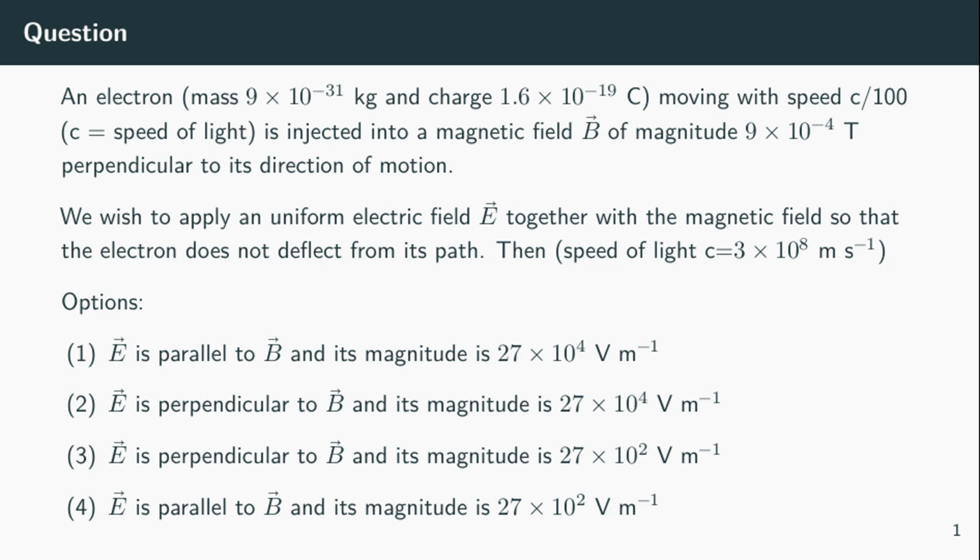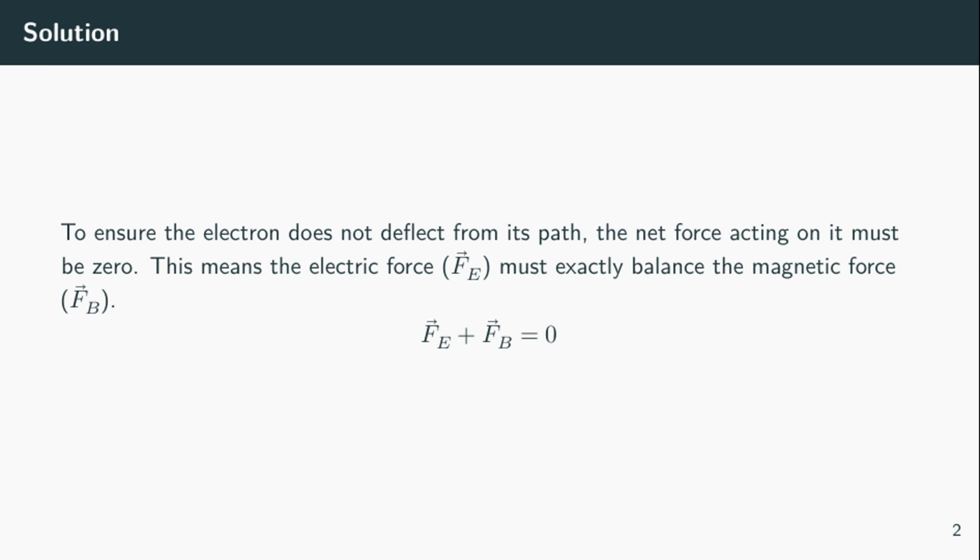We are given the speed of light c as 3 times 10 to the power of 8 meters per second. Now let's look at the options provided for this electric field. We need to figure out which of these is correct. Alright, let's think about the solution.